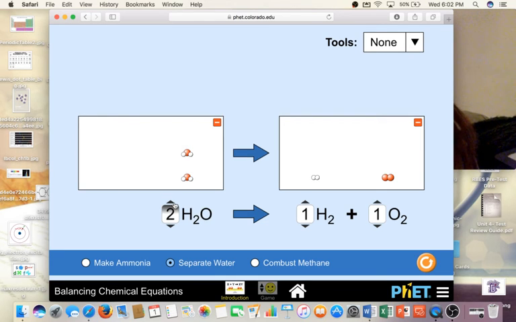So I need to increase the oxygen on the reactant side. But because I increased it to match my O's, my red balls here, I no longer have just 2 hydrogen. I have 4, because 2 times 2 is 4. So I come back over here and I increase my hydrogen as well. So now I have 4 hydrogen, 2 oxygen, where my products and my reactants are equal.